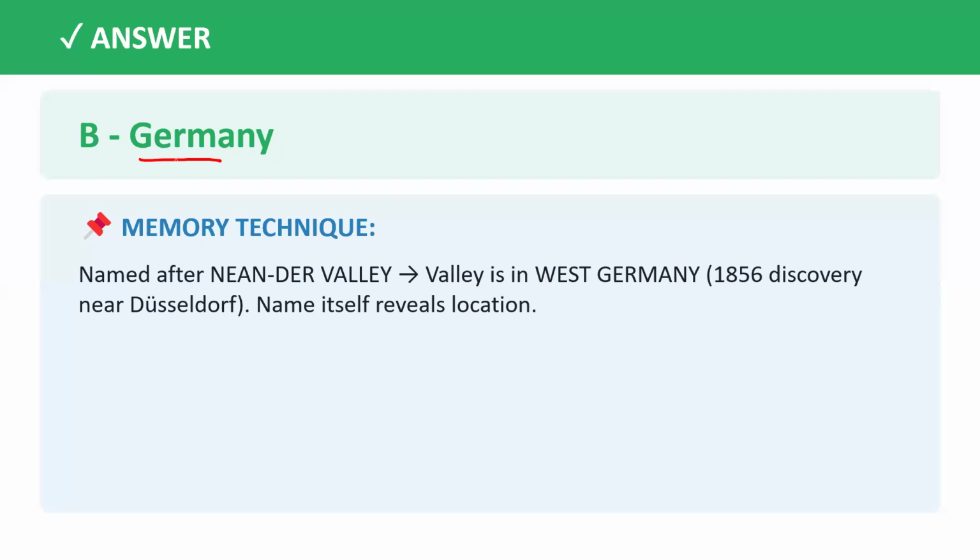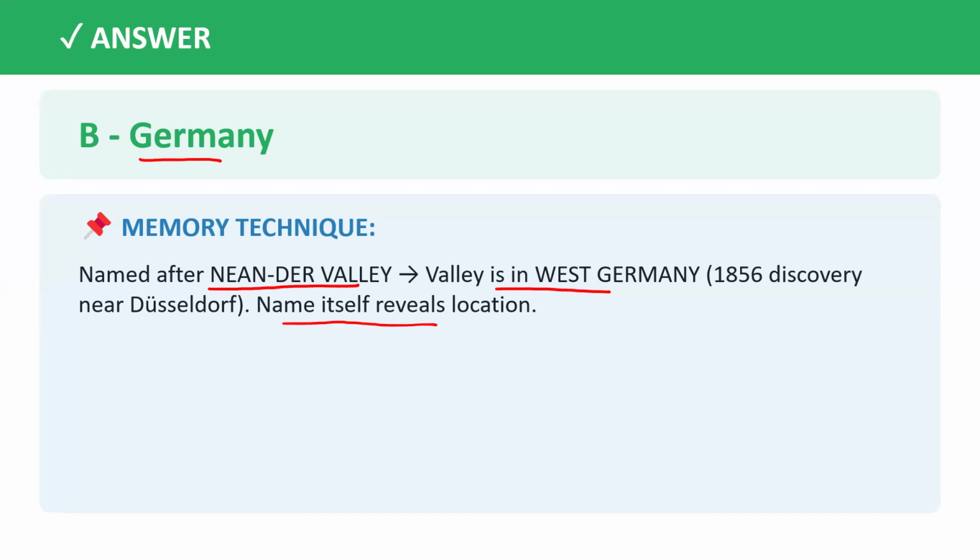And how can you remember? In Germany, there is a valley called Neander Valley. Basically, it is located in West Germany. The discovery happened in this place, and then the name Neanderthal was given. So in Germany there is a Neander Valley, and from there a fossil was found, and hence it is known as Neanderthal.